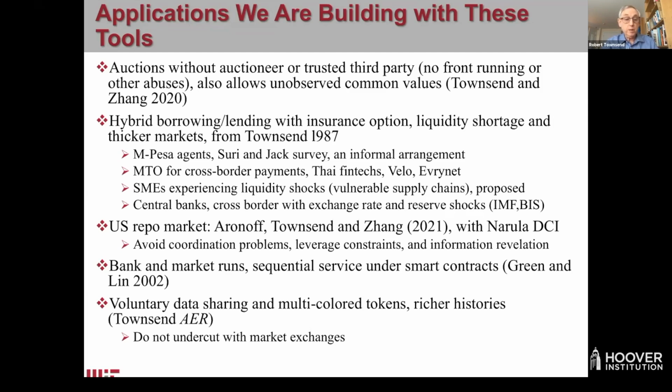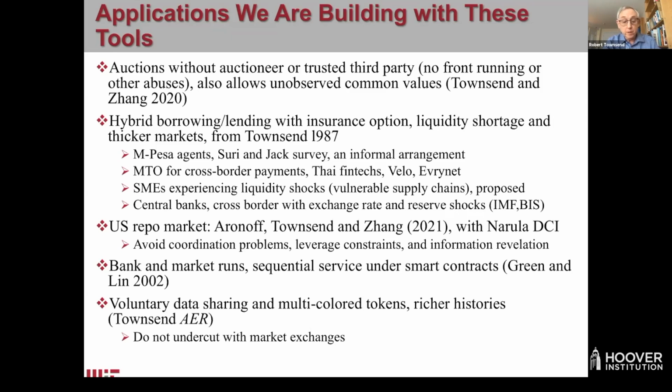They're vulnerable to supply chain shocks. Central banks will need to deal, and are, as I've said, trying to deal with this in thinking about the blueprints for cross-border movement of fiat monies, for exchange rates and reserves with shocks and so on. This can be taken to the repo market in the US with my co-authors, Daniel Aronoff and Nicholas, and also this is in conjunction with Neha at the Digital Currency Initiative at MIT to avoid coordination problems, leverage constraints, and deal with the information problem.